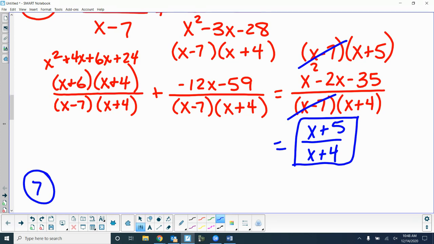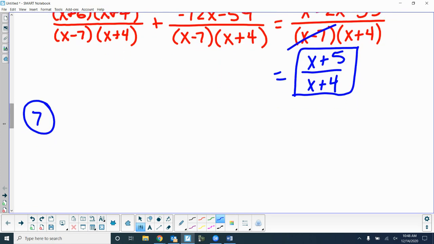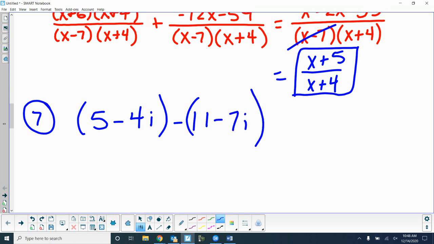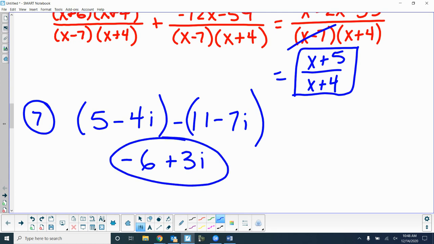Number 7, really easy problem, like number 1, just combining like terms. They're complex numbers because it's got that i in it, but you treat it just like if they were x's or y's. You just got a 5 minus 11, and a negative 4 minus a negative 7, which is a positive 3i. So all you got to do. Do not FOIL that one. The next one you got to FOIL because the next one is multiplication. Number 7 will be subtraction or addition. So just combine the like terms.